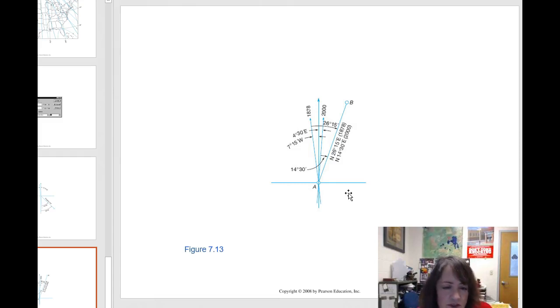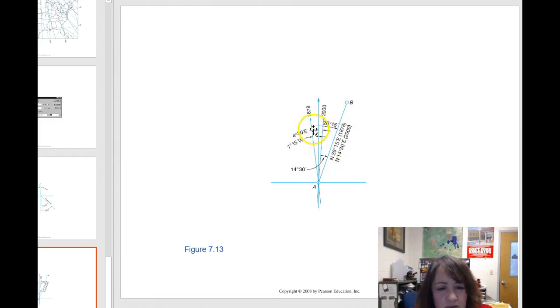All right, so the question is, if I have an angle, I'm kind of backing the question out. If in 1878 my magnetic bearing was north 26 degrees 15 minutes, and I have these declinations, what is my true bearing and what is the bearing in 2000? Okay, so I can answer both of those questions.